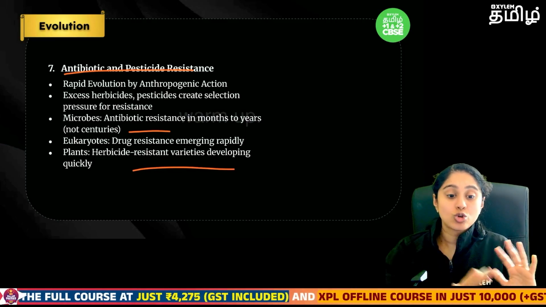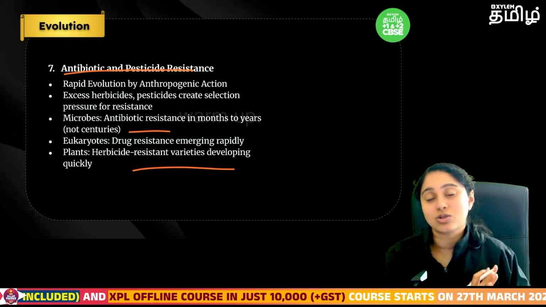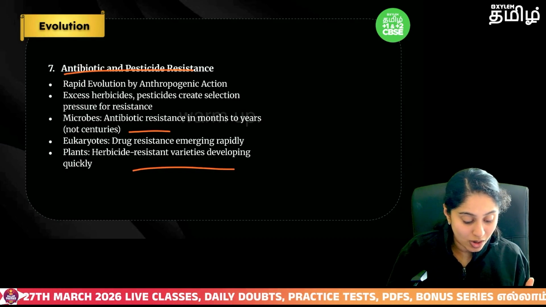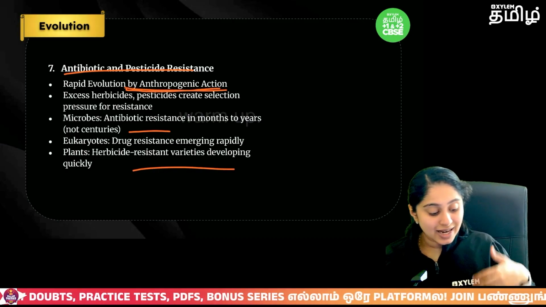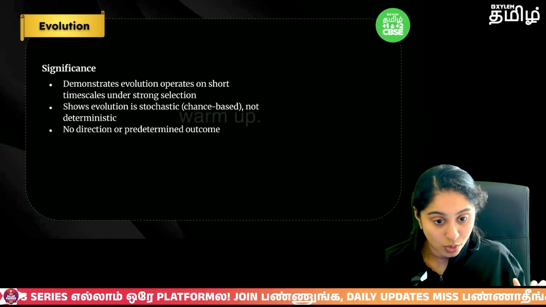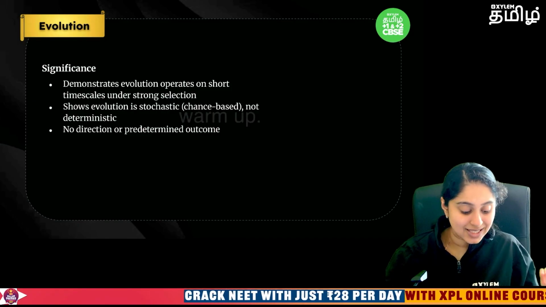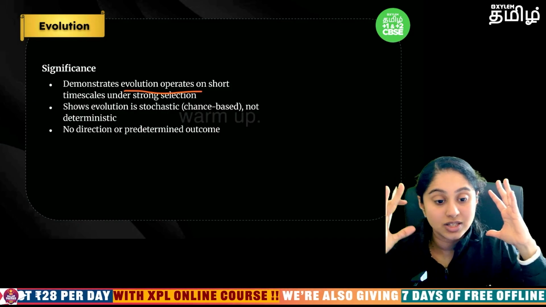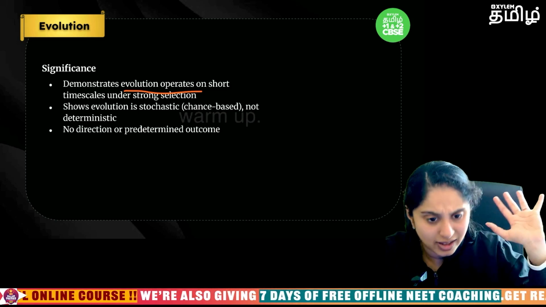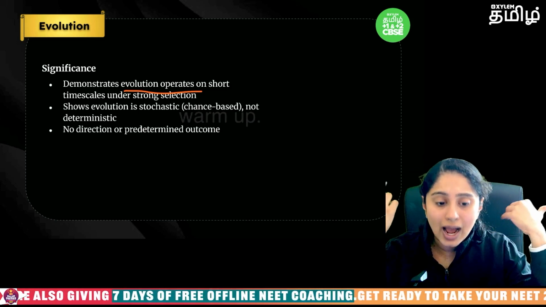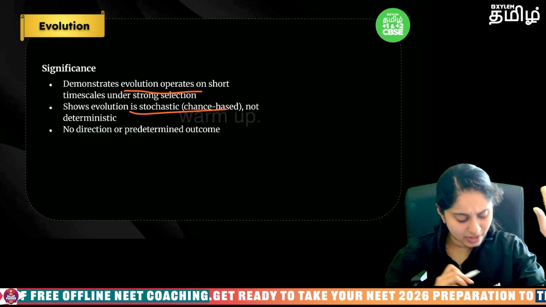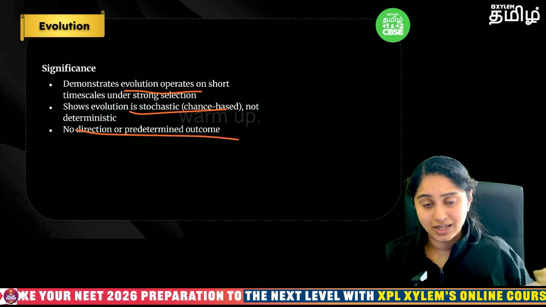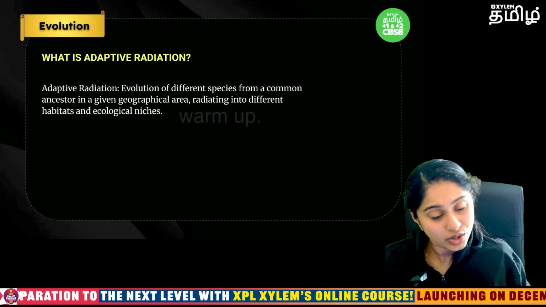Understood, everybody? So this particular resistance is also something that has to do with evolution. Okay, so all our action, which we call anthropogenic action, has led to this kind of evolution. So this demonstrates that it is not like nature has this much of a period and within this period only it will happen. Nothing like that. It can operate either way. It is a chance-based event. So there is no direction and there is no outcome that you can determine. It is very, very random is what we say.